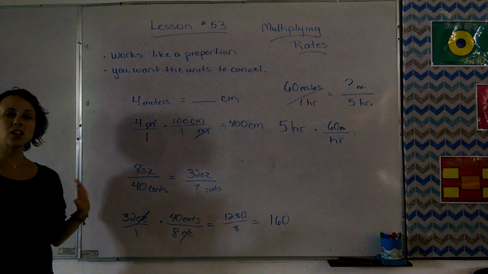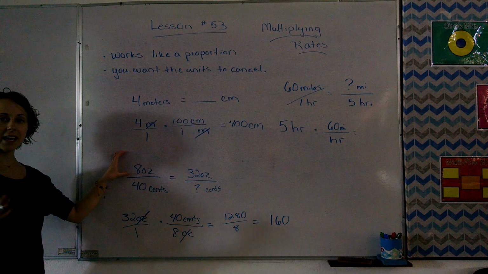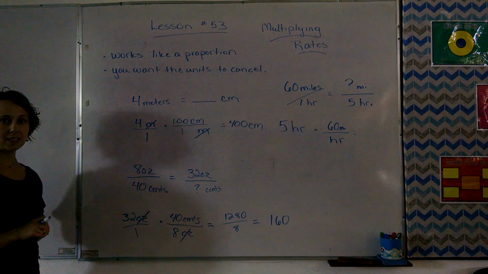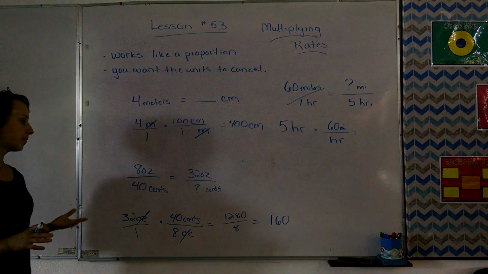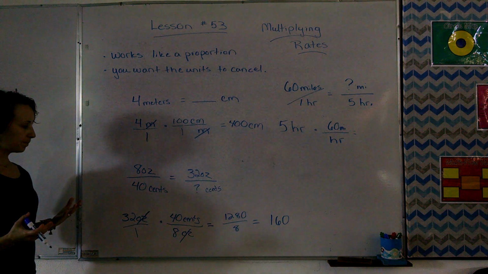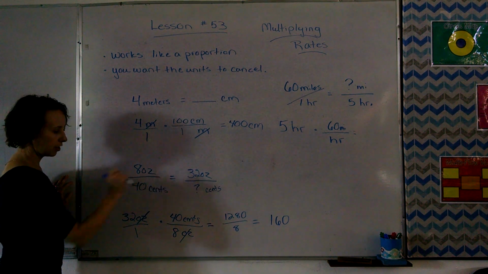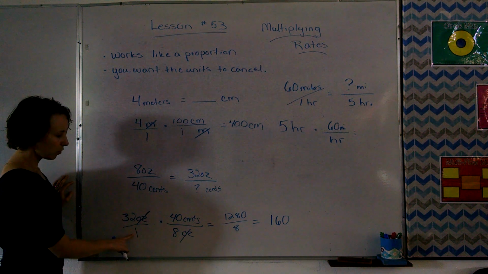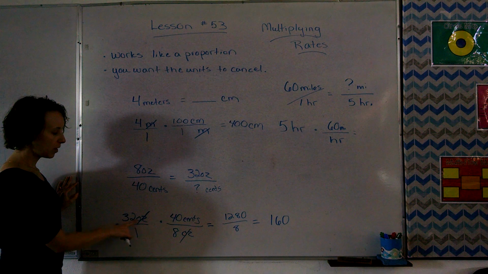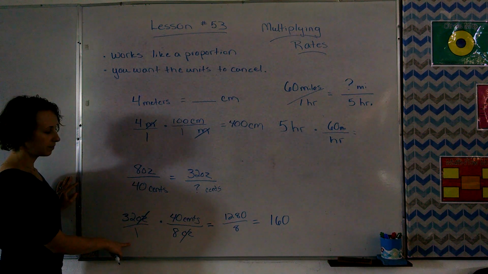Let's say we were buying a soft drink and an 8-ounce can of soft drink costs 40 cents. How much would 32 ounces of the soft drink cost? Well, let's start with our 32 ounces. Here's our 32 ounces, and write it over 1. That way it looks like a fraction and we can work with it.